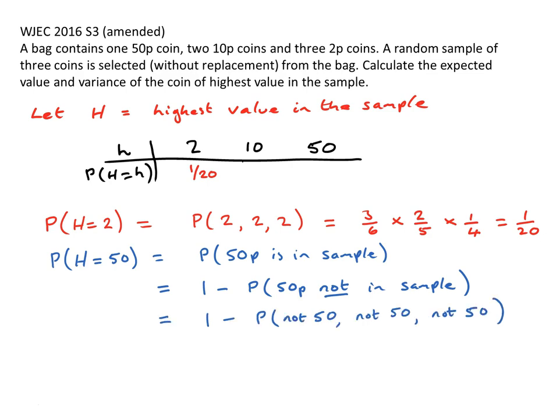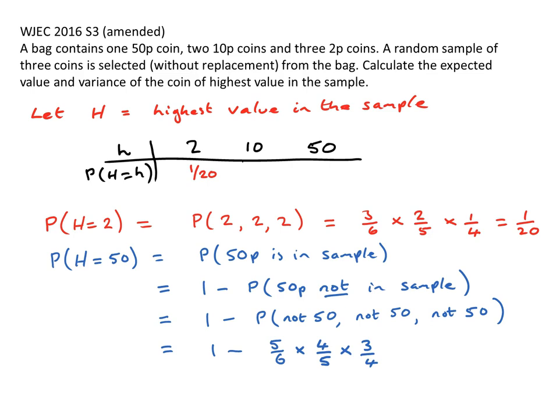So we can think of that as being 1 minus the probability that the first coin isn't 50p, then the second coin isn't 50p, and then the third coin also is not 50p. So that's 1 minus the probability the first coin isn't 50p is 5 out of 6, and then the probability that the second coin isn't 50p will be 4 out of 5, and the probability that the third coin isn't 50p will be 3 out of 4.